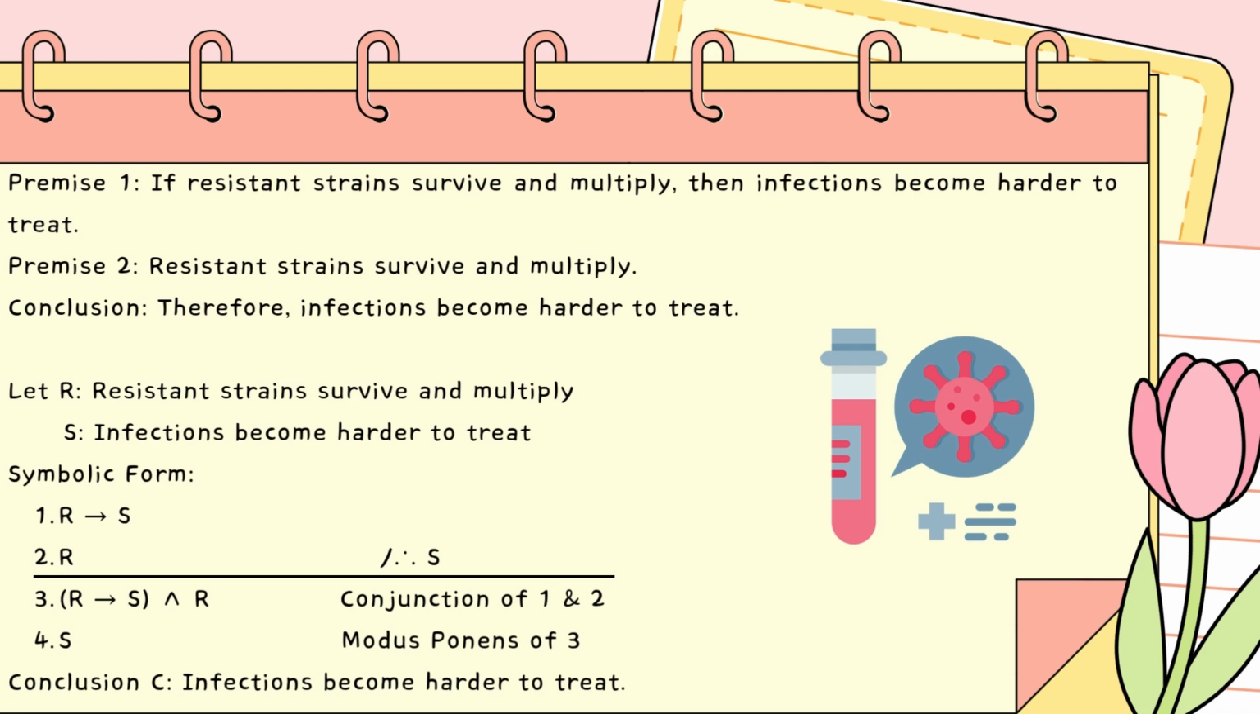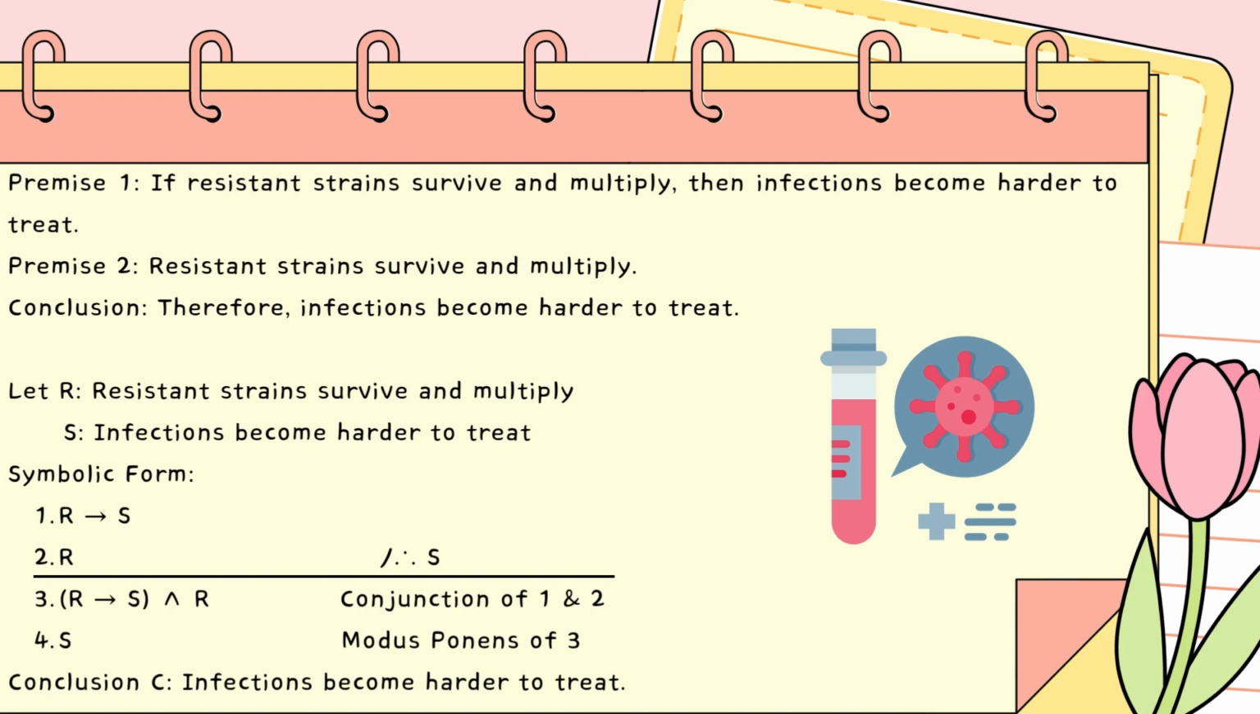Premise 1. If resistant strains survive and multiply, then infection becomes harder to treat. Premise 2 also uses the conclusion of the previous argument, which is resistant strains survive and multiply. Conclusion. Therefore, infection becomes harder to treat. Let R be resistant strains survive and multiply, and S be infection becomes harder to treat. And change premise 1, premise 2, and also the conclusion into symbolic form.